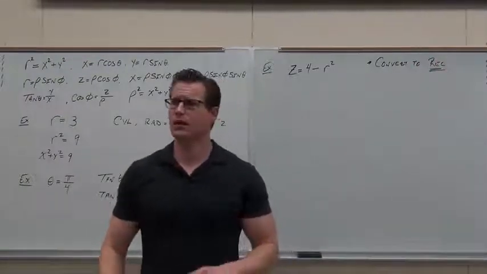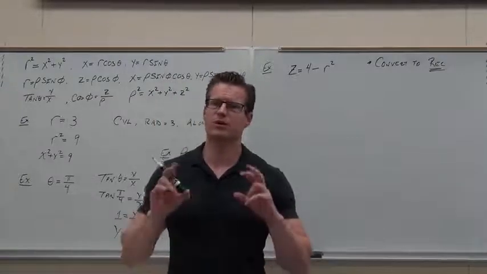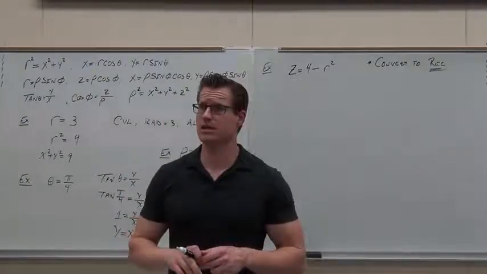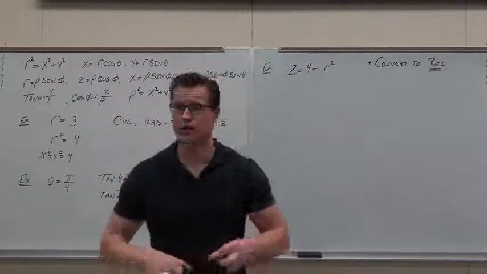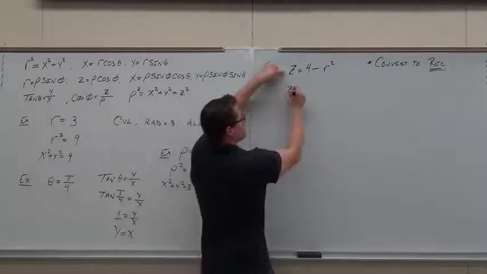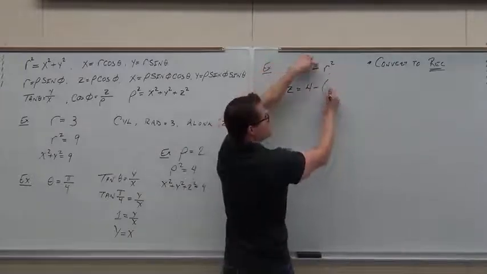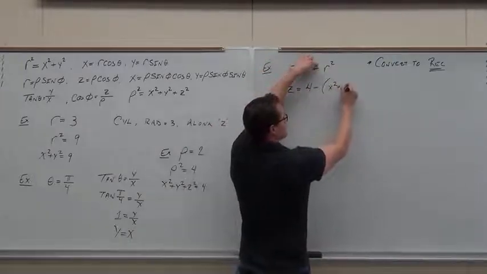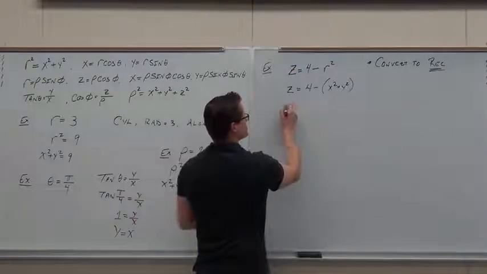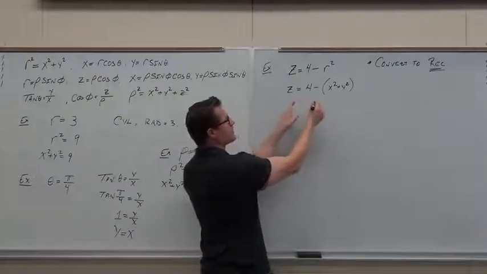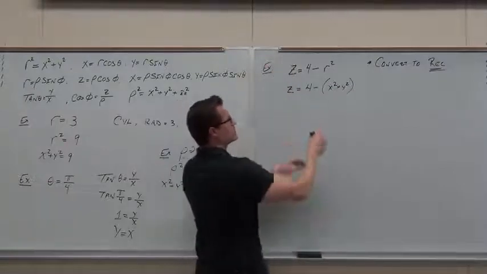Use anything you can. Don't change out variables that are good for you. So for instance, z's are pretty good for me for rectangular, don't change these. r's are pretty easy to change, so I know r squared, use parentheses, is x squared plus y squared. Make it a little bit prettier. In fact, what I would do is I'd add this to both sides.